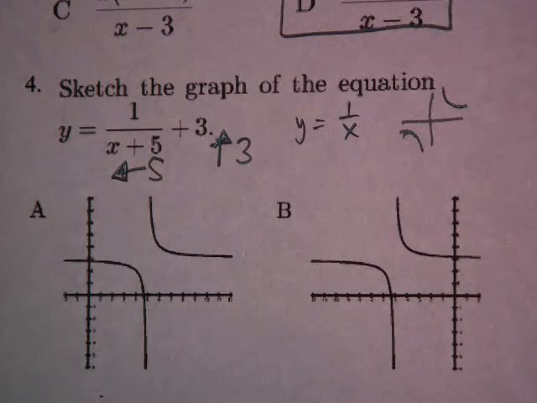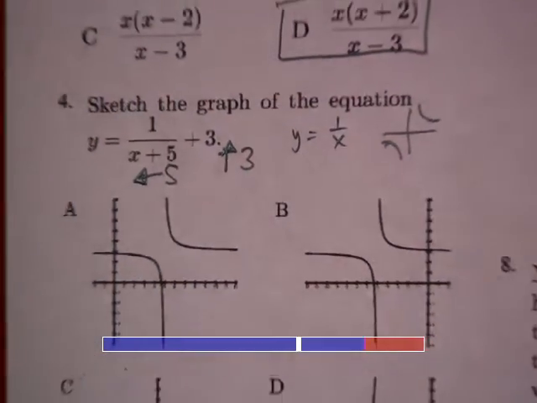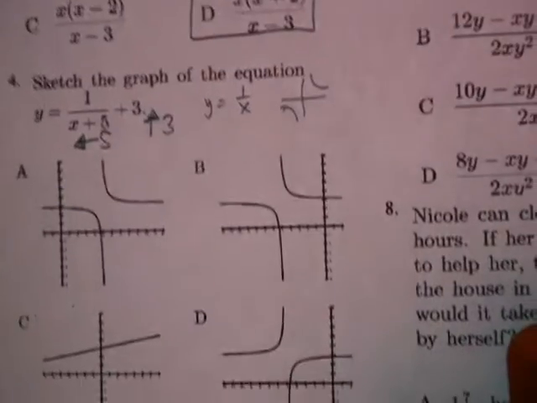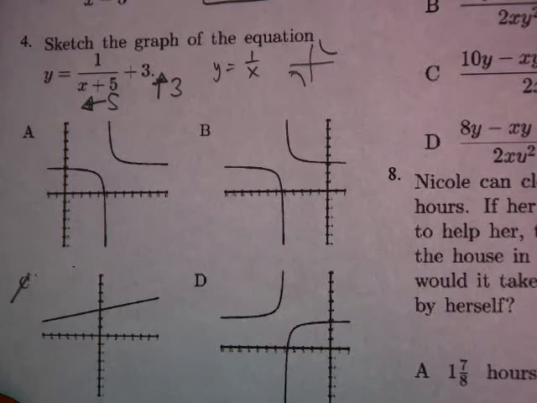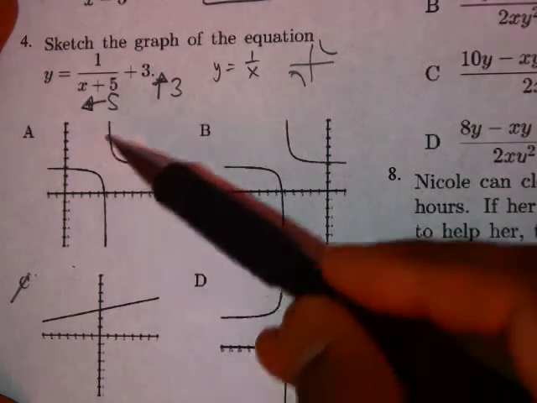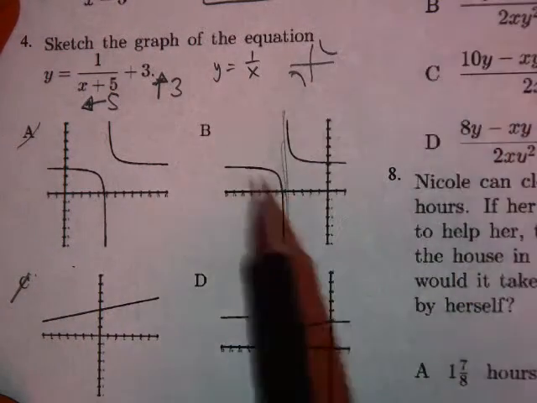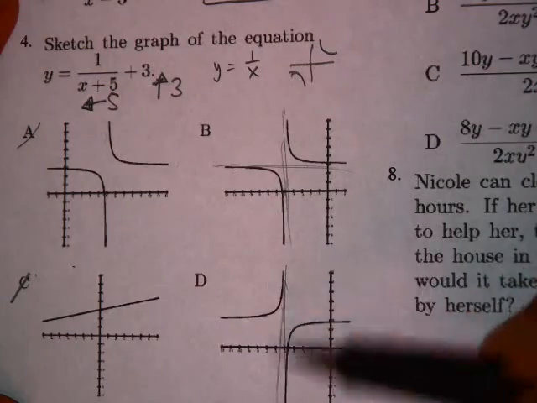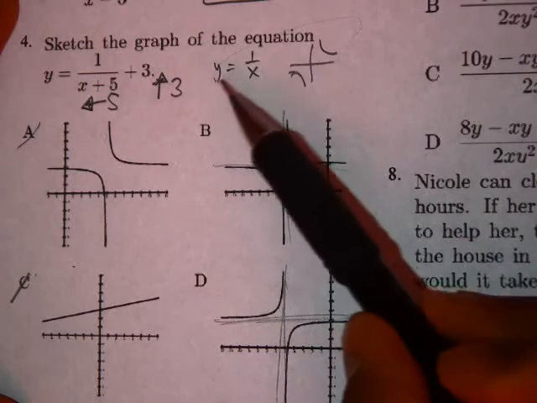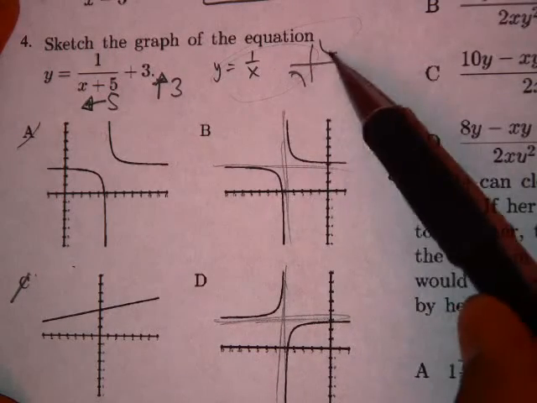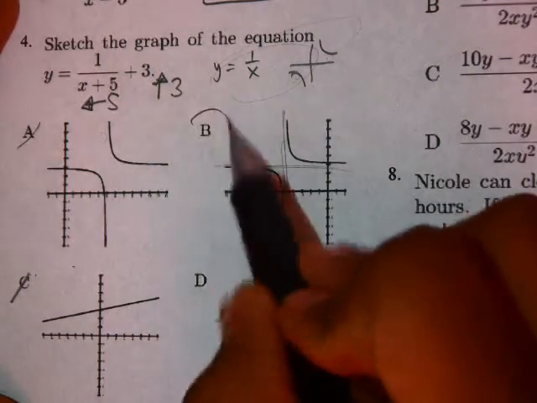So I try to find a graph. Well, C is definitely not correct because C is only a line and not an inverse variation graph. I need to find something that got shifted to the left 5. A got shifted to the right 5, so it can't be it. B and D look like they both got shifted to the left 5 and up 3. We need to find which one is in the correct quadrant. It should be in quadrants 1 and 3 because our function was positive. So it's got to be B and not D.